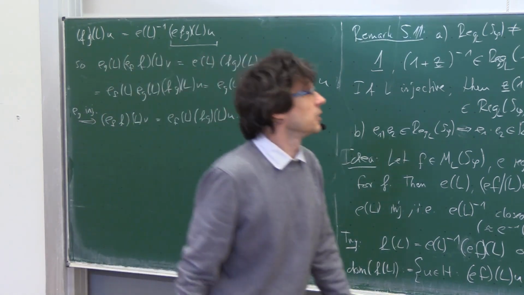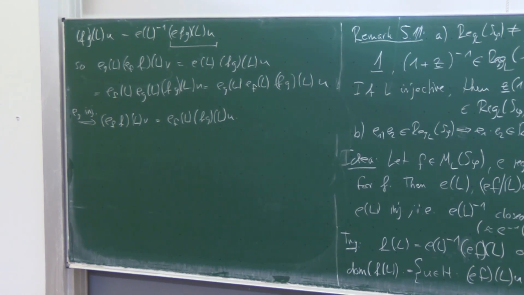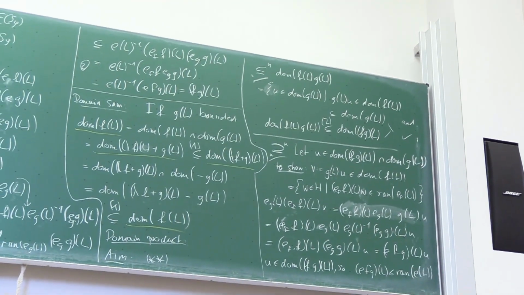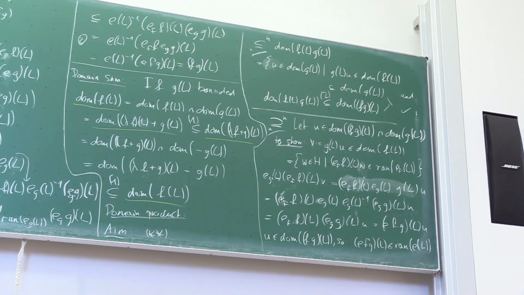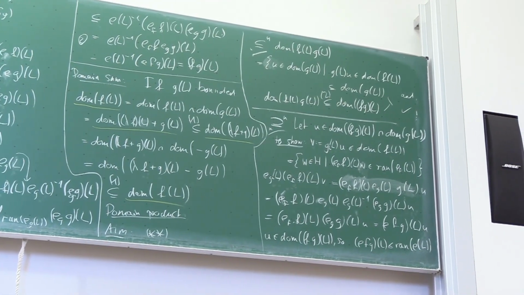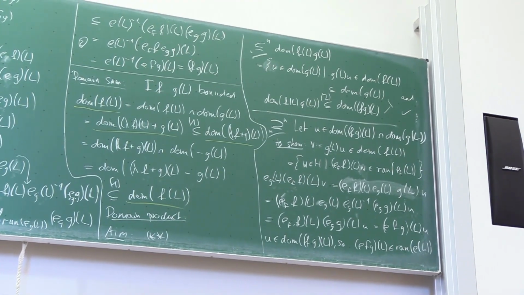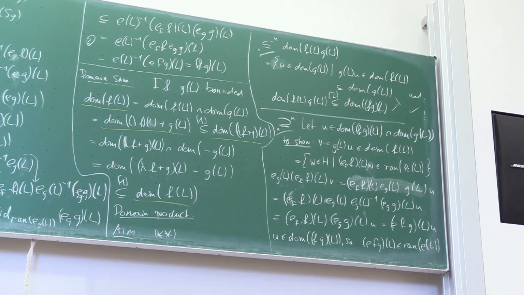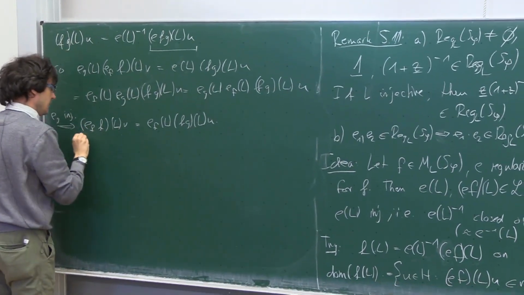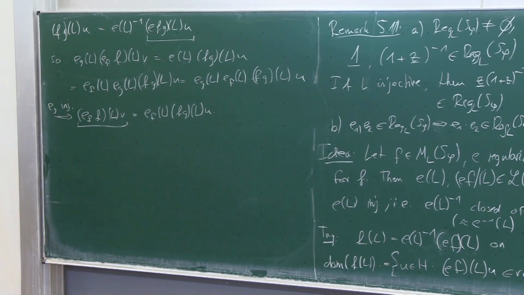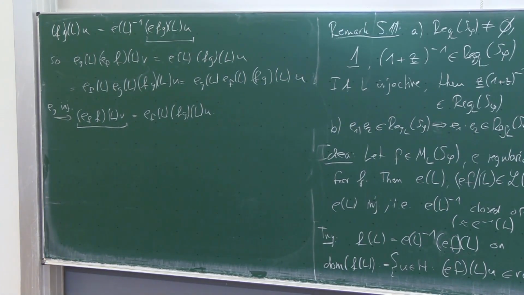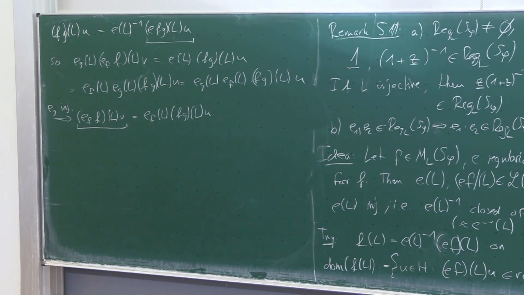Okay, what does that help? What is our aim? Our aim is to show that V is in this setup there, so it's in H, and EF of L applied to V must be in some range. This is EF of L applied to V. So this is the element that we have to show to be where? In the range of EF of L.